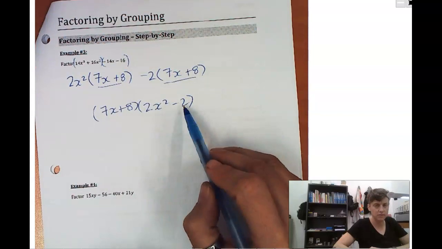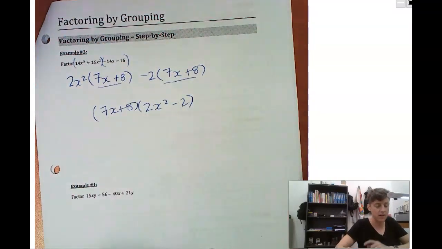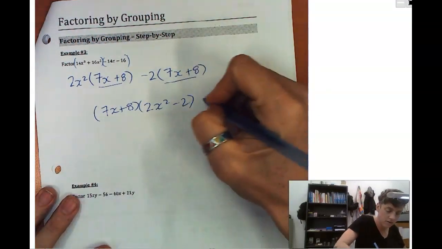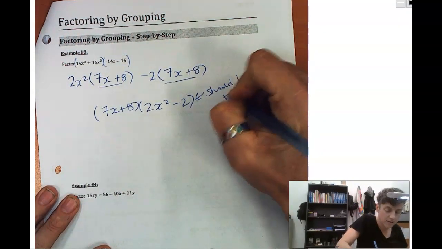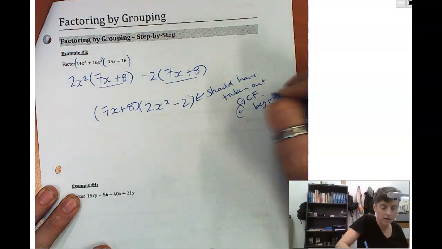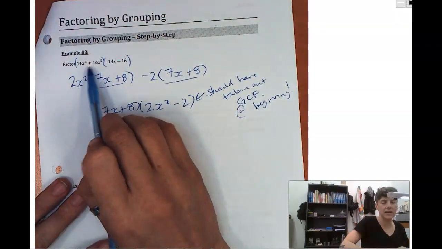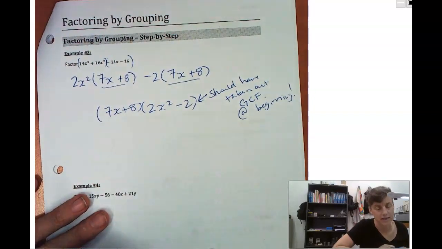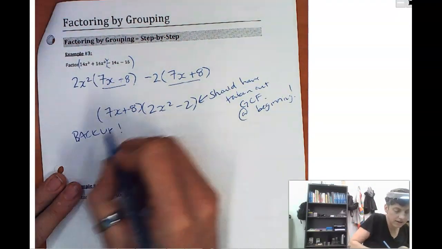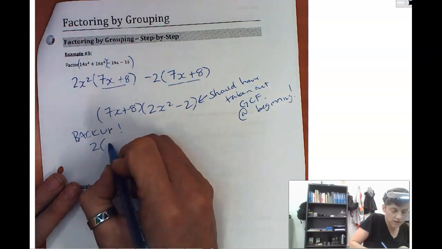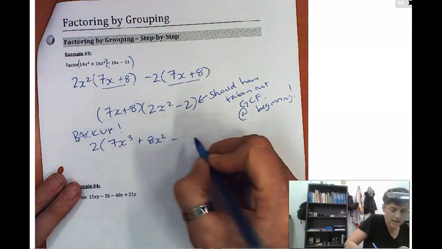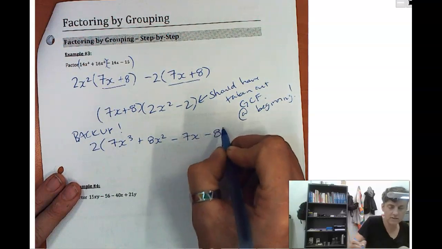This factor here has a greatest common factor, which tells me I should have taken out a greatest common factor at the very beginning. Oh no! Should have taken out GCF at beginning. Blarg. Let's go back. What should I have taken out at the very beginning? Definitely should have taken out a 2. So let's back all the way up. Take out a GCF of 2. We'll be left with 7x cubed plus 8x squared minus 7x minus 8.